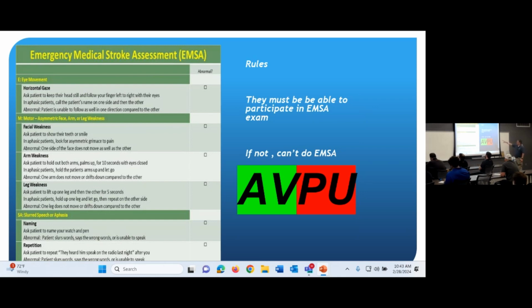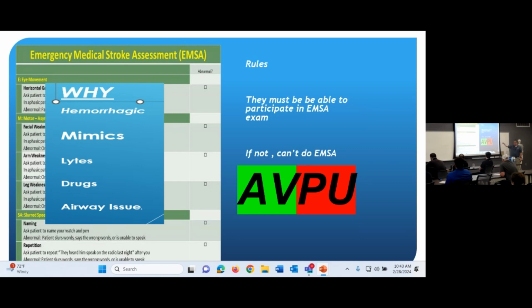The rules of the EMSA, they have to be able to participate. If they're alert or verbal, you can EMSA them. If they're a P or a U, you can't EMSA them. He could still be having a stroke. You think it's ischemic or hemorrhagic if he is? Probably hemorrhagic. Can't fix. I think other issues, lights, drug use.